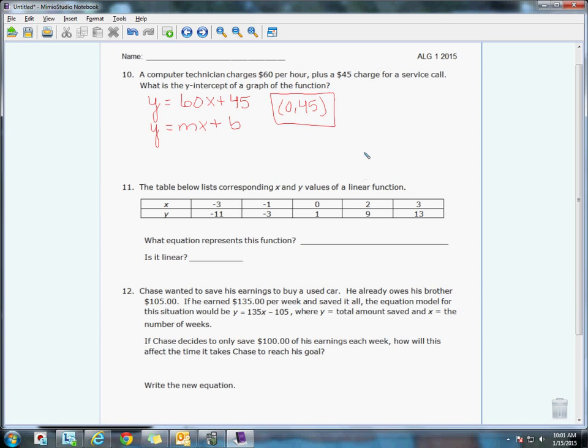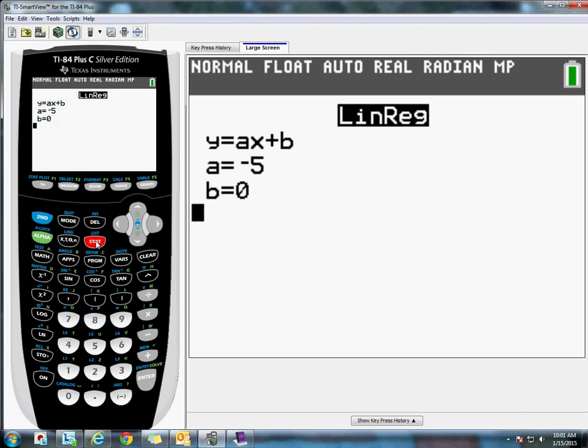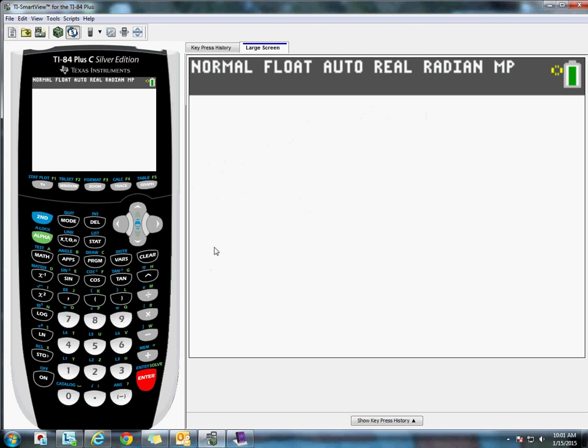Okay, number 11. The table below lists corresponding x and y values of a linear function. What equation represents this function? There's two ways you could do this. You can find your slope by doing your change in y over change in x. You notice you already have your y-intercept, so it should be whichever one says a plus 1 at the end of it. Or another easier way to do this is to put it in stat edit. So we go to stat edit. Please don't freeze on me. And it froze on me.